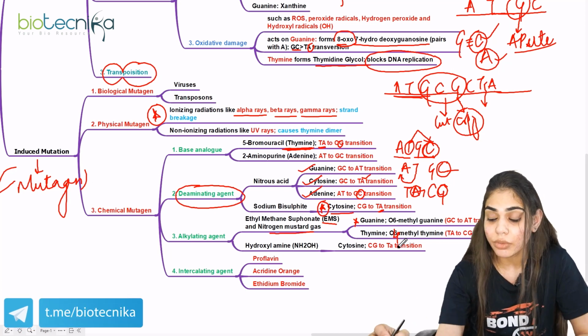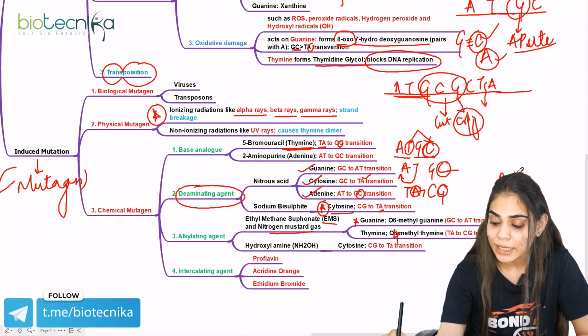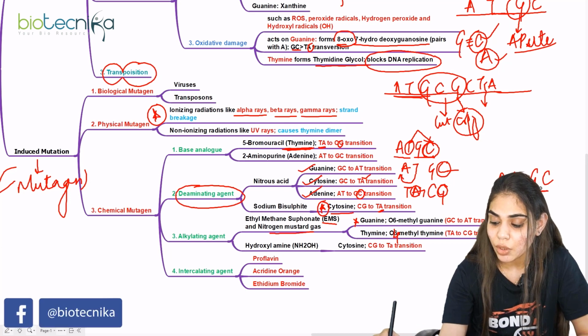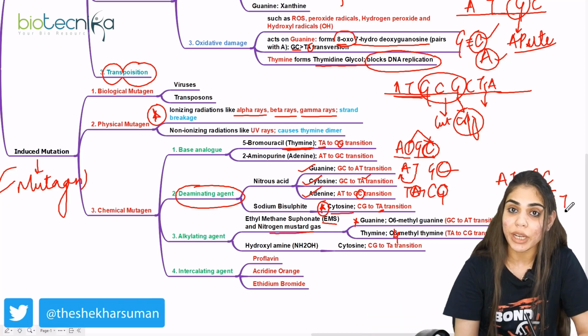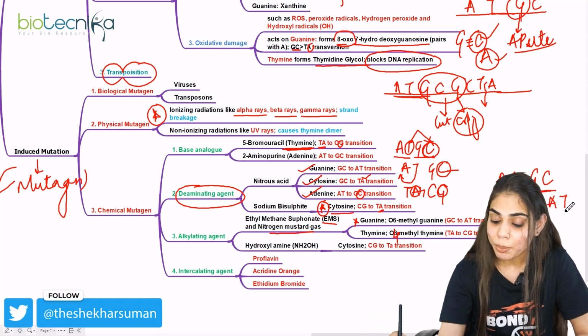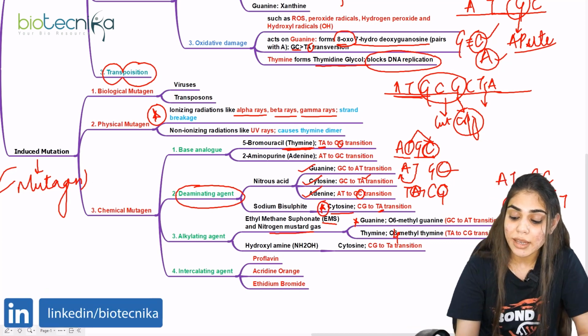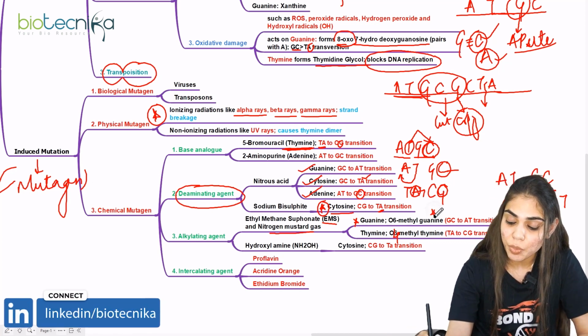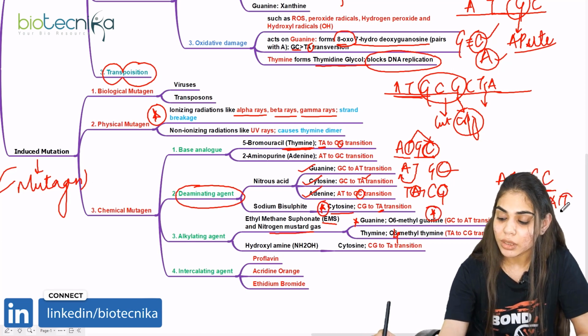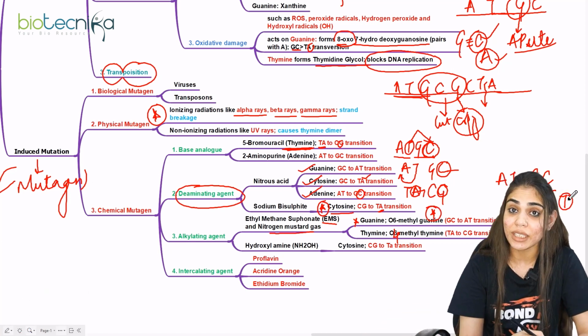And again you can follow the same trend. A, T, G, C, you have to separate it by a gap, but G is coming first. So you have to follow this order. So it will be GC to AT transition. Why transition? Because guanine was about to bind to cytosine, but now guanine is converted to this product, and this will pair with T. So this is GC to AT transition.